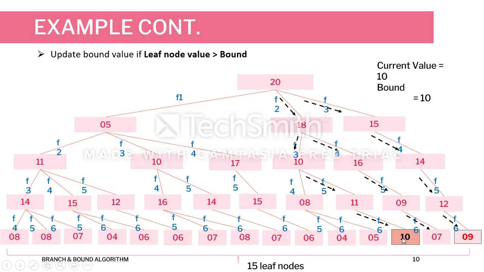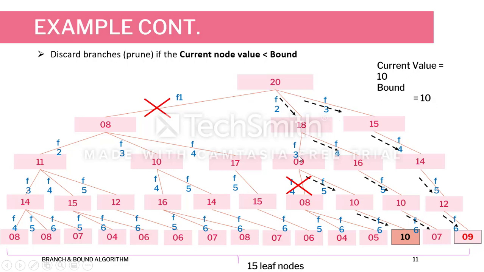come to this leaf node which has a value of 10. So 10 is greater than 9, therefore I need to update my bound value to 10. So the current value is 10 and my bound value is also 10. And I can discard or prune branches if the current node value is less than the bound value. So for example, now the bound value is 10.